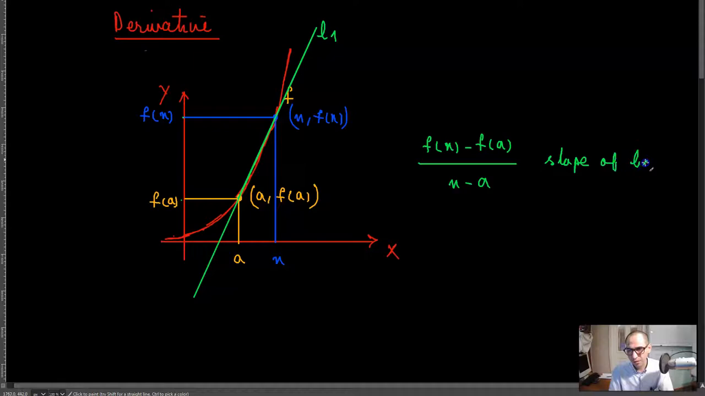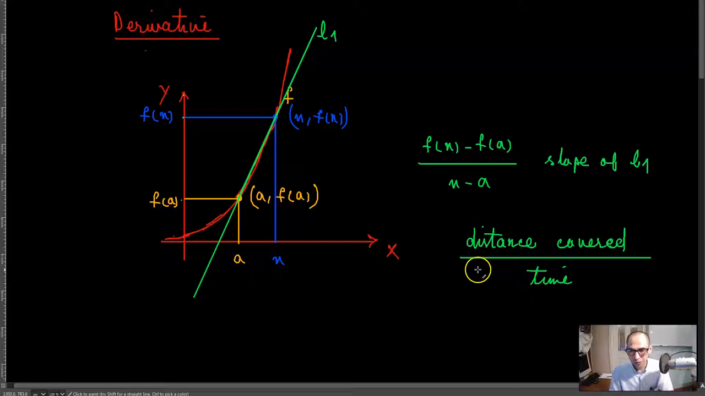Right? Now, it's important to note that if this axis represented, for example, the position of a car along a straight road, and this axis represented time, this would be the distance covered, and this would be the time taken to cover that distance. And so distance covered divided by time would, by definition, be the average velocity. And this is a secant line, right?